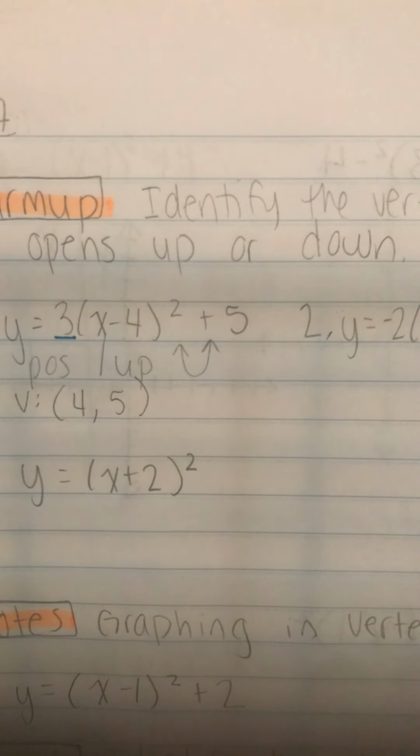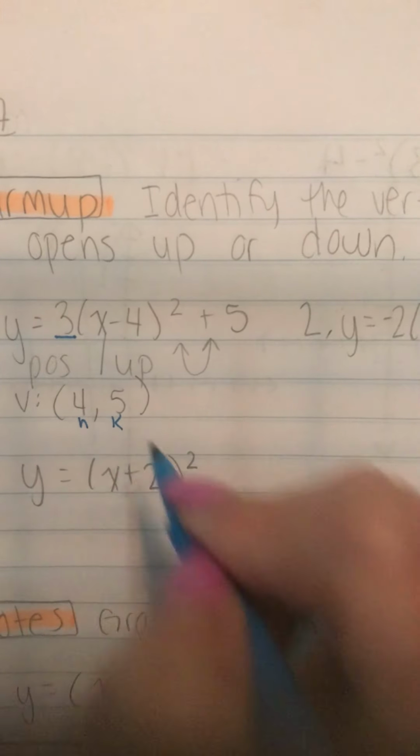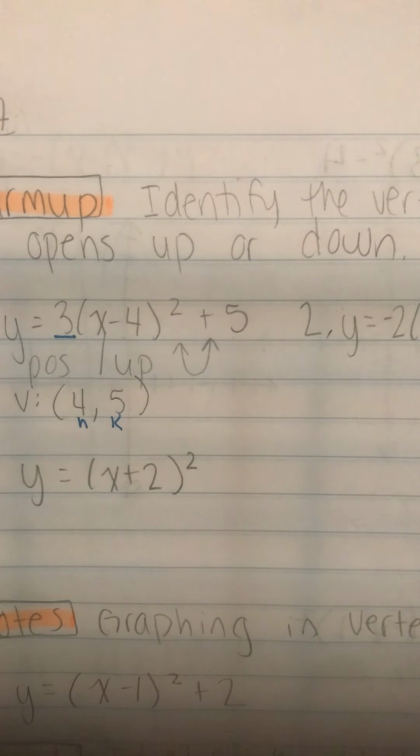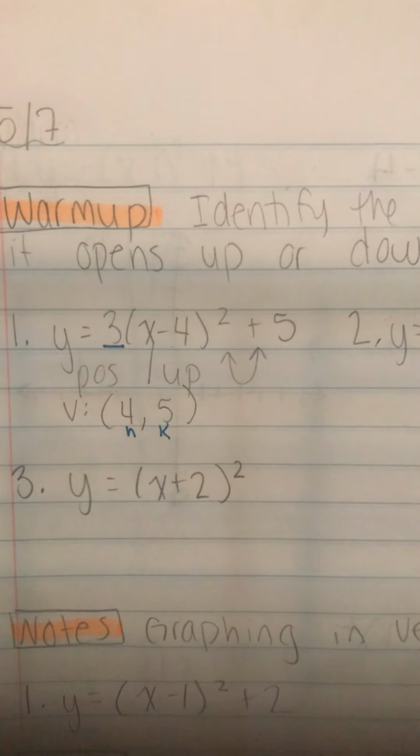And what letters do our vertex make up? H and K. How come they don't make up X and Y? Does anyone know? If you look at the problem, do you see that there's already an X and a Y in the problem? So you can't have another X and Y in the same problem. That's why they have to pick another letter.